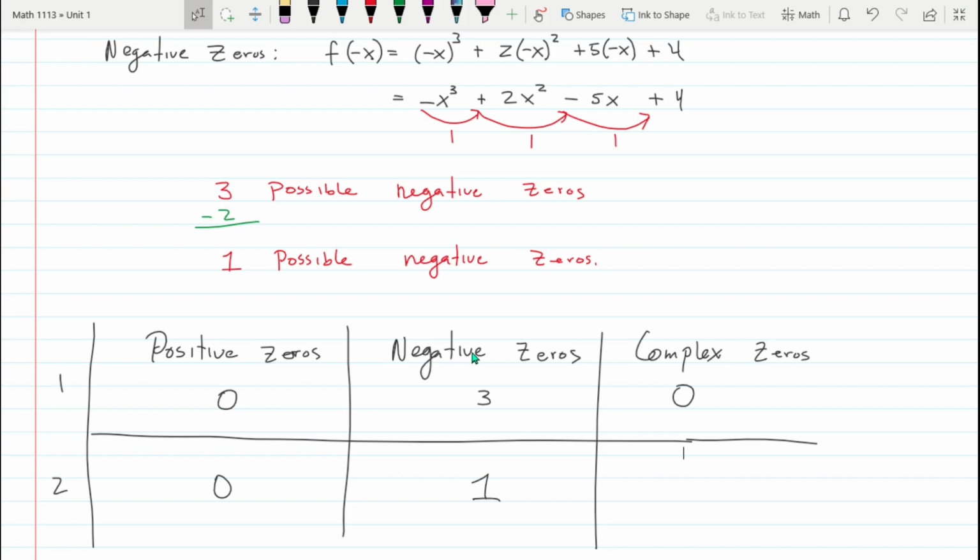Okay, because all of the roots, all of the zeros have to add up to n, which is the highest power. Now, what happens here when there's only one negative zero and 0 positive zeros? Well, there's still 2 roots missing, and those roots have to be complex in order to justify the rule that there is going to be 3 different zeros.